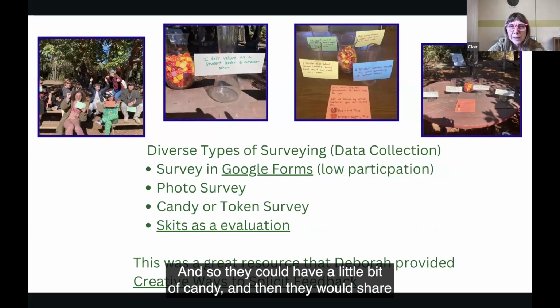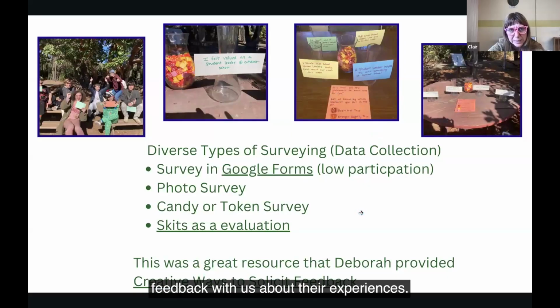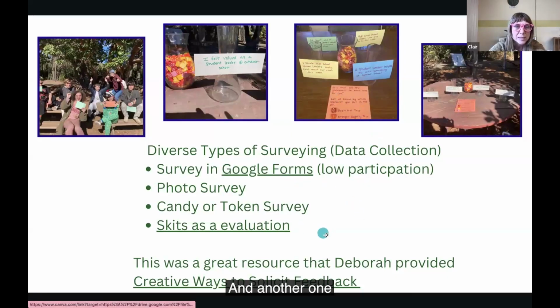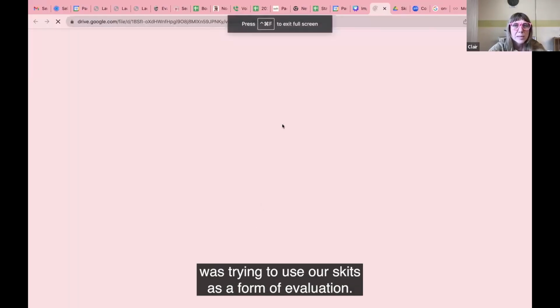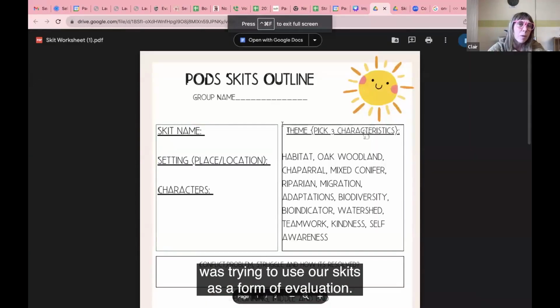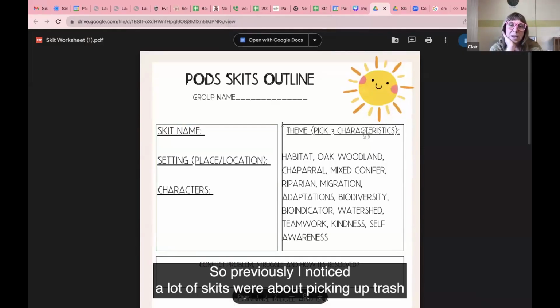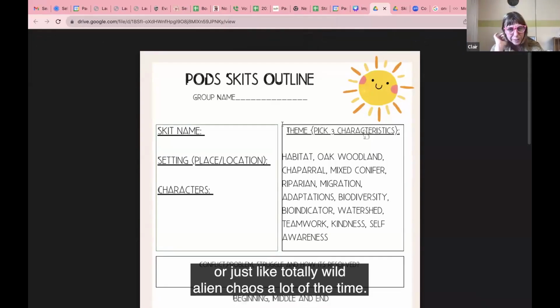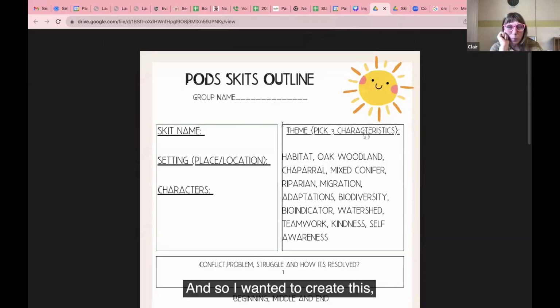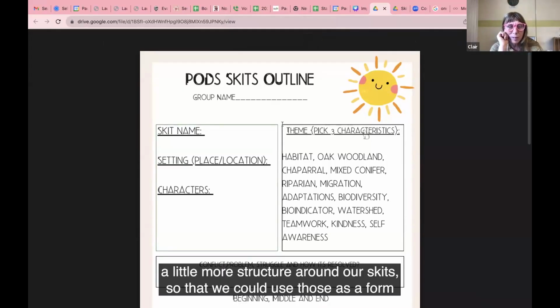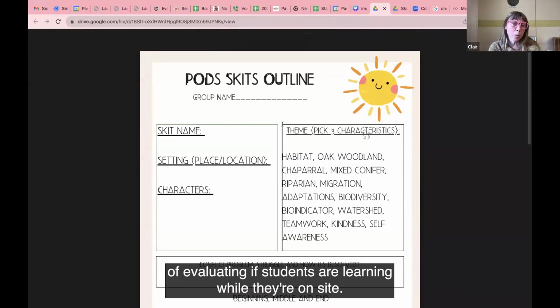And then another was doing candy or token surveys. So they could have a little bit of candy and then they would share feedback with us about their experiences. And another one was trying to use our skits as a form of evaluation. Previously, I noticed a lot of skits were about picking up trash or totally wild alien chaos a lot of the time. And so I wanted to create a little more structure around our skits so that we could use those as a form of evaluating if students are learning while they're on site.